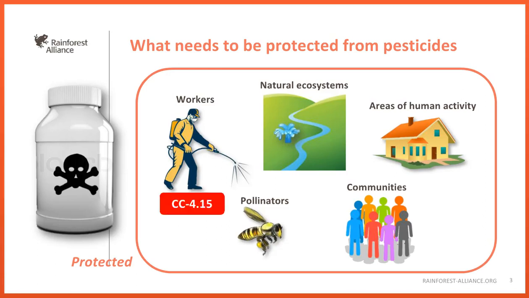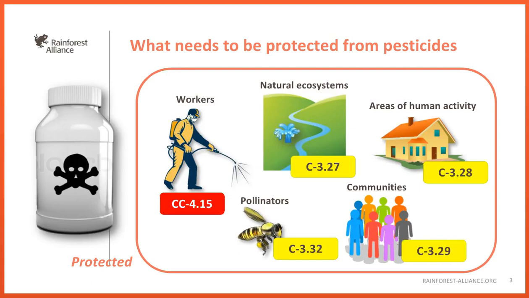Critical Criterion 4.15 addresses the issue of protection of workers who handle chemicals. Criterion C 3.27 talks about ways to protect natural ecosystems from pesticides. Criterion C 3.28 is about ways to protect areas of human activities from pesticides. Criterion C 3.32 addresses the issue of protection of pollinators. Criterion C 3.29 talks about the protection of communities.